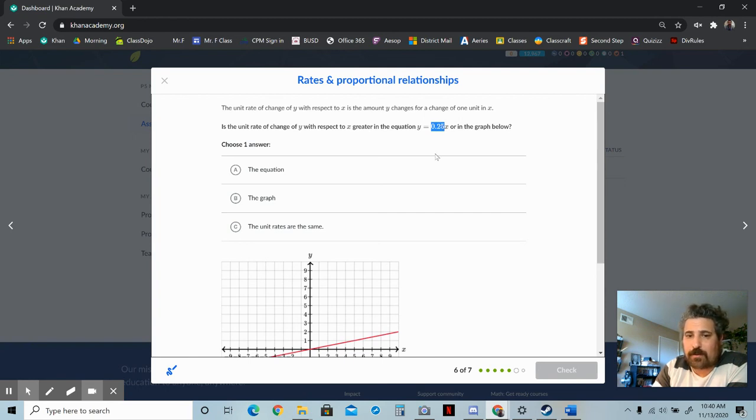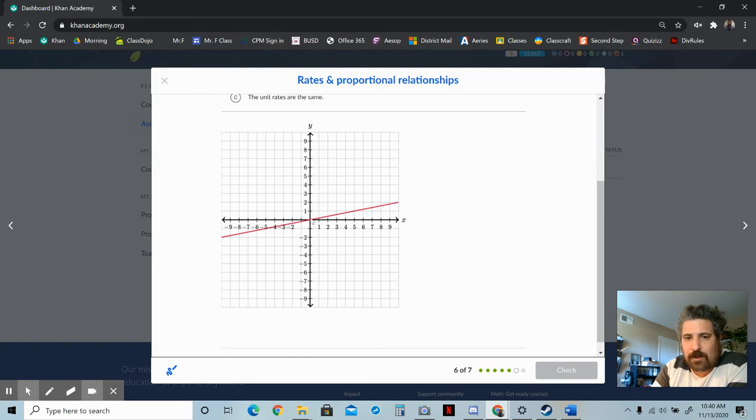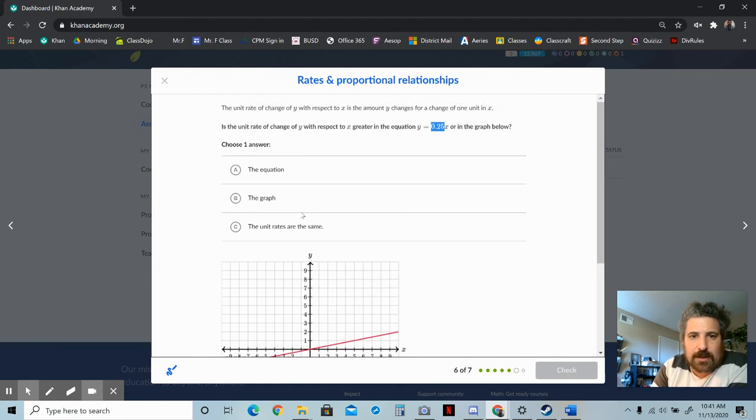All right. So when we look at the graph, we're looking at when x is 4, y is 1. It's kind of hard to see, but it looks like this red line is a little bit below that, right? The unit rate of 1/4 or 0.25 would be right there at that little intersection where when x is 4, y is 1. And this is a little bit below that. Okay. So it says, is the unit rate of change of y with respect to x greater in the equation or in the graph below? And it's going to be greater in the equation.